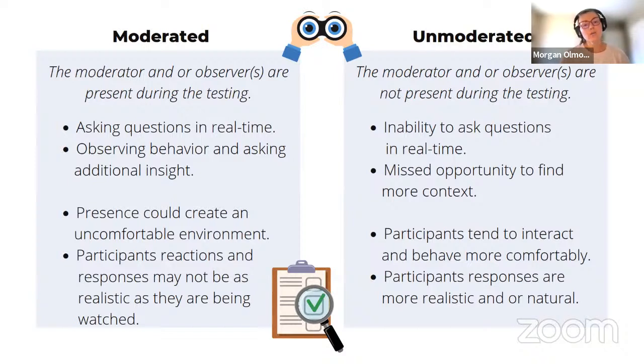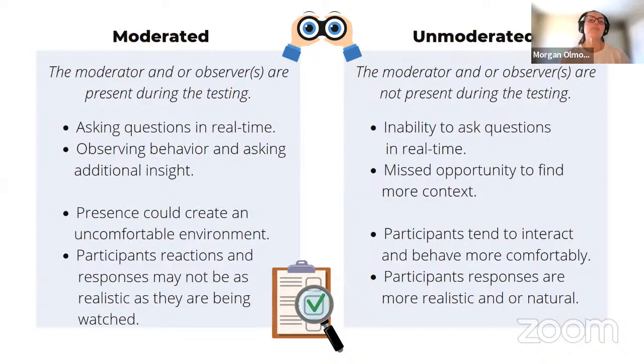A con would be that simply knowing that they are being watched or observed could create an uncomfortable environment for a participant. We don't know exactly 100% how every single person is going to react or what their behavior is going to be when they know they're being watched. But for the most part, you can't heavily rely on their reactions or responses being as realistic or as natural as they could be if they knew they weren't being watched.